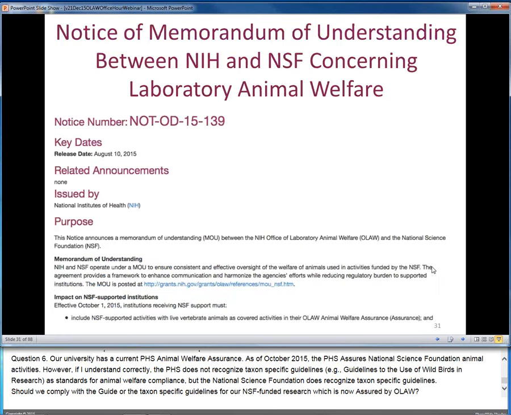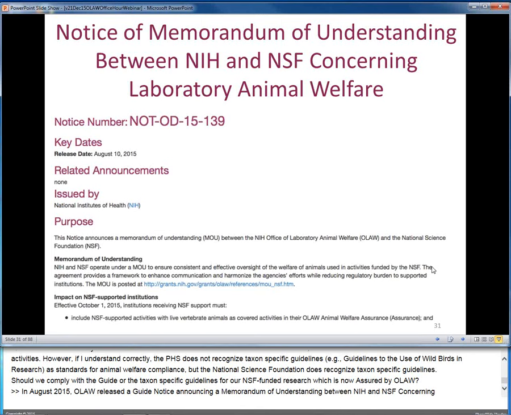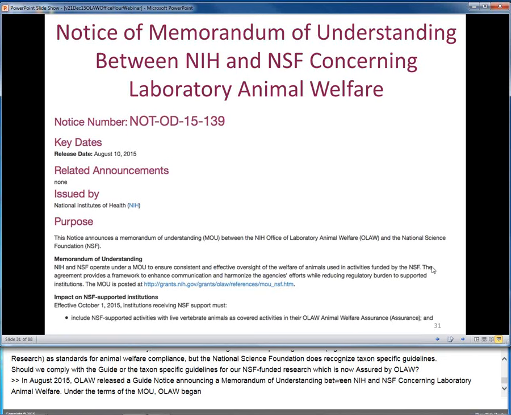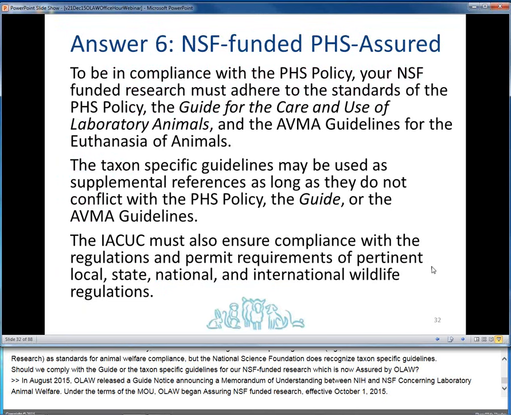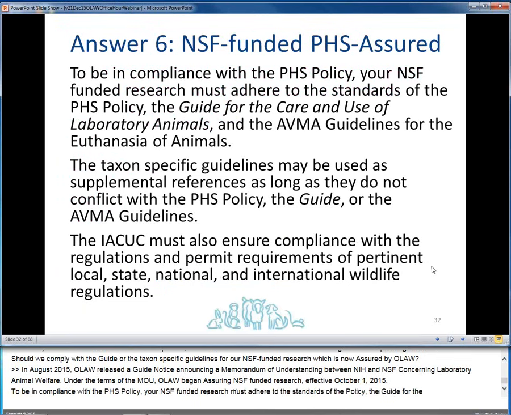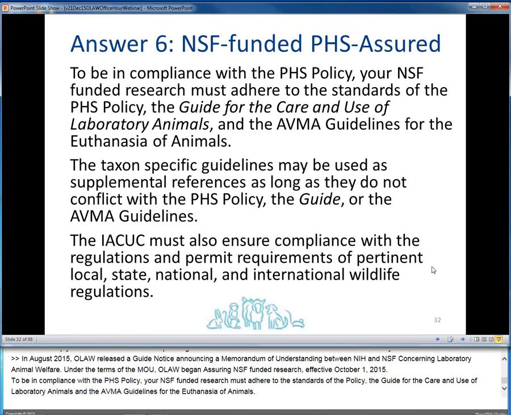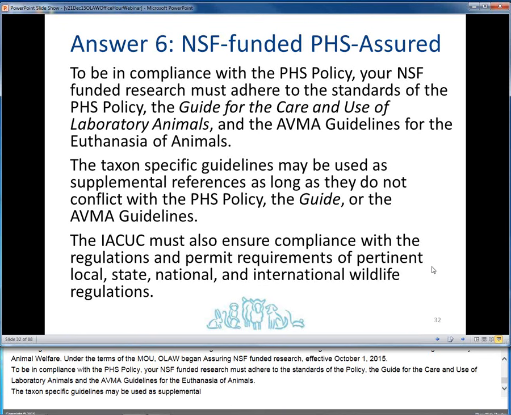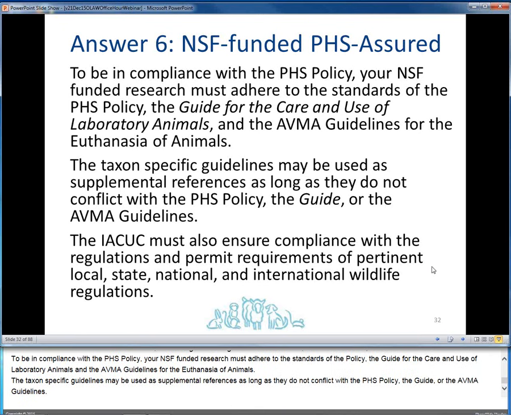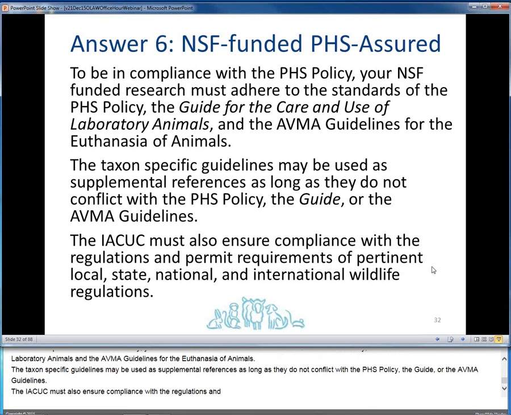In August 2015, OLAW released a guide notice announcing a memorandum of understanding between NIH and NSF concerning laboratory animal welfare. Under the terms of the MOU, OLAW began assuring NSF-funded research effective October 1, 2015. To be in compliance with the PHS policy, your NSF-funded research must adhere to the standards of the policy, the Guide for the Care and Use of Laboratory Animals, and the AVMA guidelines for the euthanasia of animals. The taxon-specific guidelines may be used as supplemental references as long as they do not conflict with the PHS policy, the guide, or the AVMA guidelines. The IACUC must also ensure compliance with the regulations and permit requirements of local, state, national, or international wildlife regulations.